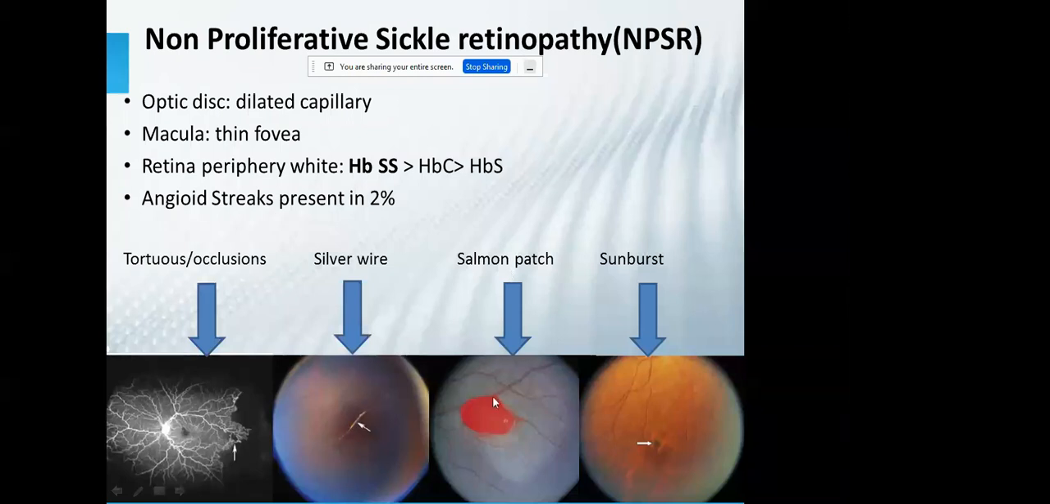You can get a salmon patch bleed. It's a bleed which looks like the salmon color of a fish. It's called a salmon patch, red. When this salmon patch resolves, it becomes blackish, a blackish spot on the retina. It is called a sunburst sign, okay?